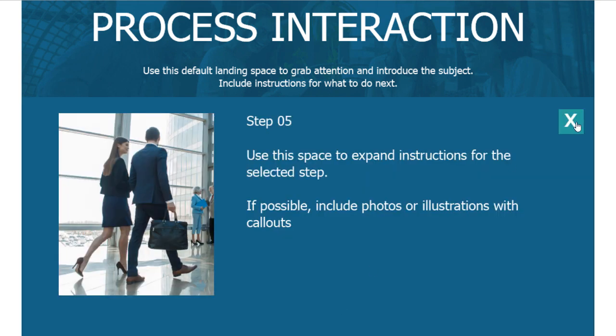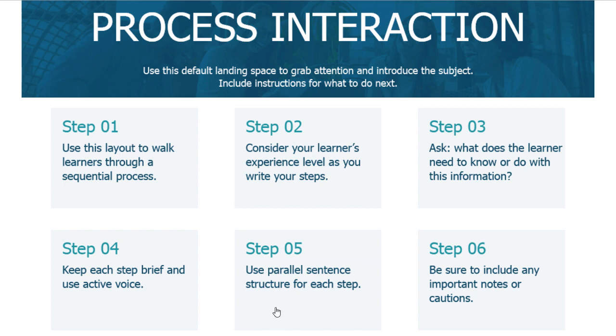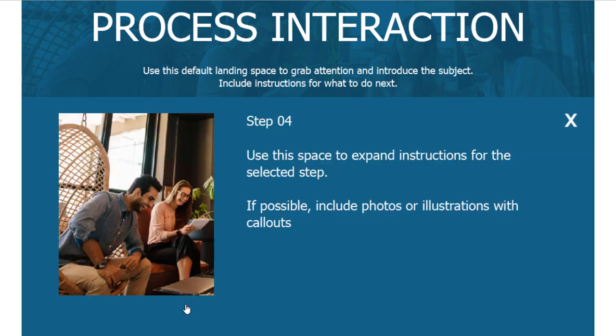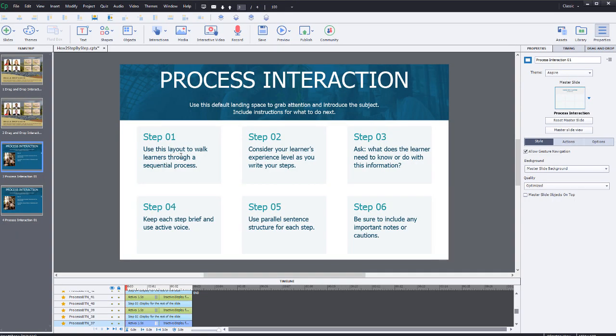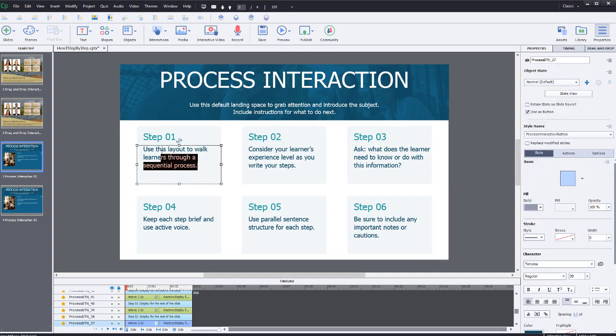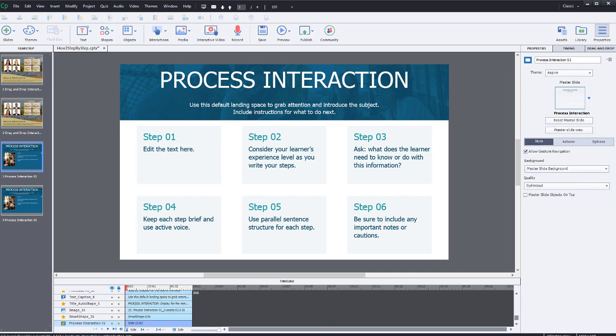When the learner clicks the text button, a panel appears over the top of the slide that gives an image and details about that particular step. This image and text are different for each step in the process. To alter the steps, we can first edit the text in each box on the main slide. But now we need to see the pop-up slides.